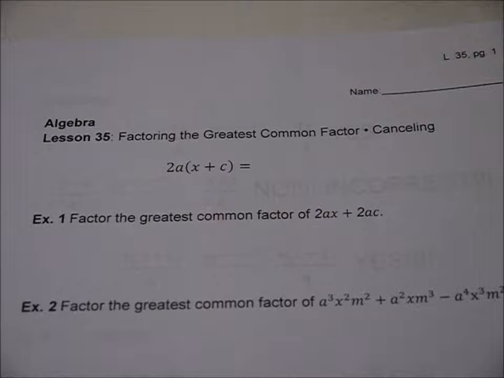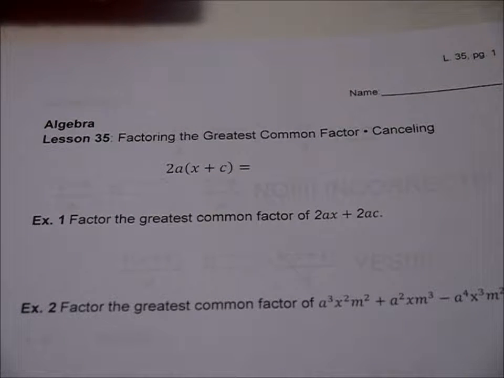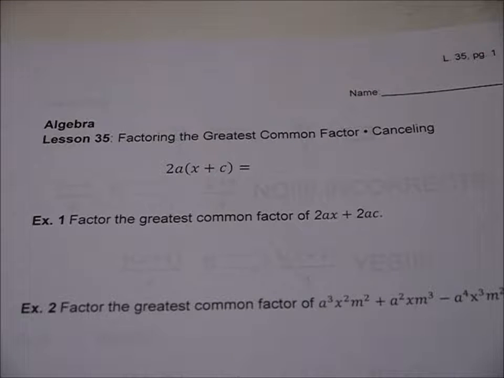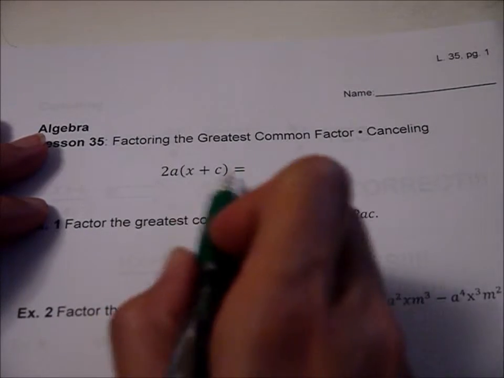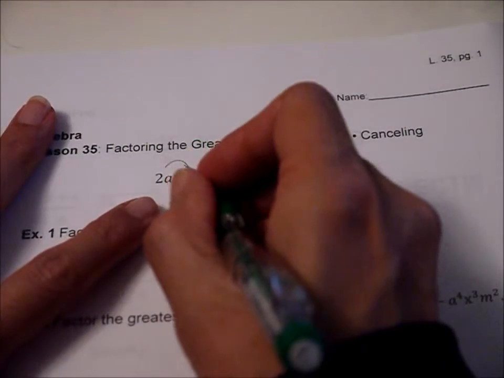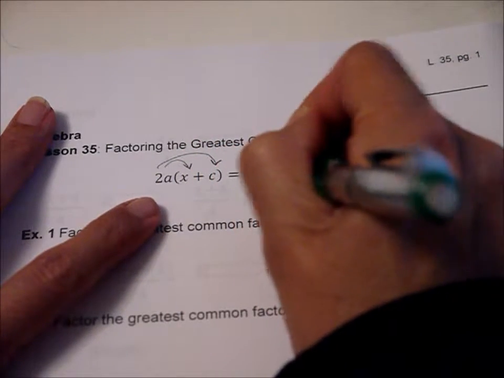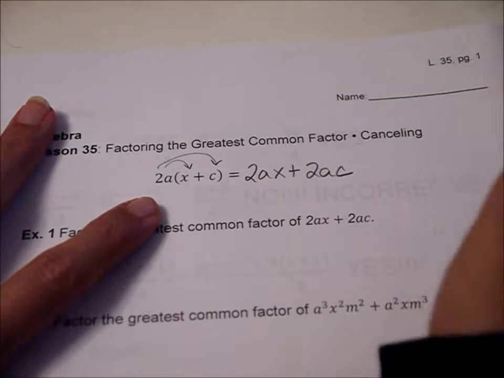For lesson 35, we're going to take what we did last lesson and actually do something with that greatest common factor. It's called factoring it out. Basically, if we've done the distributive property, right? What this would mean would be multiplying this times everyone inside, so 2ax plus 2ac.